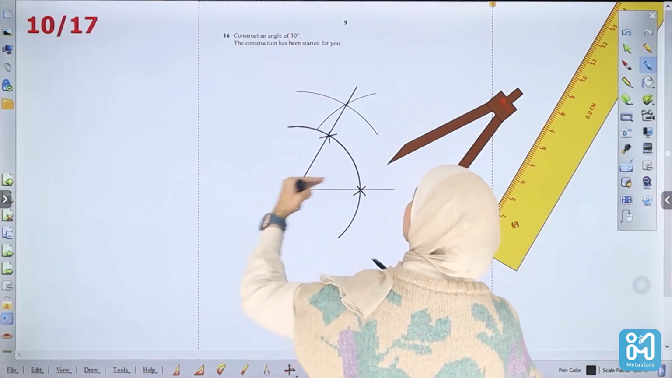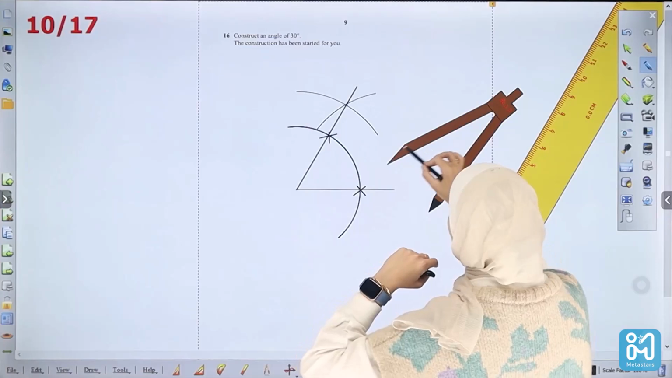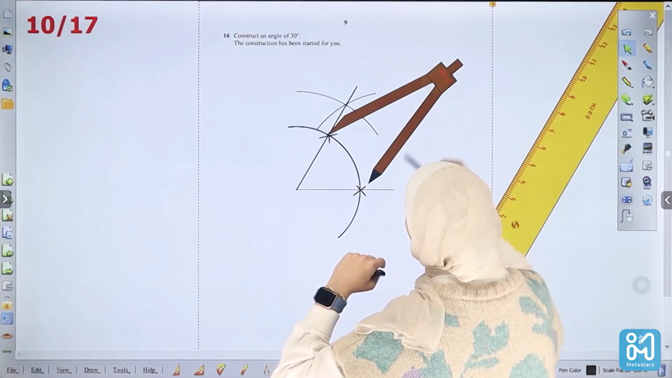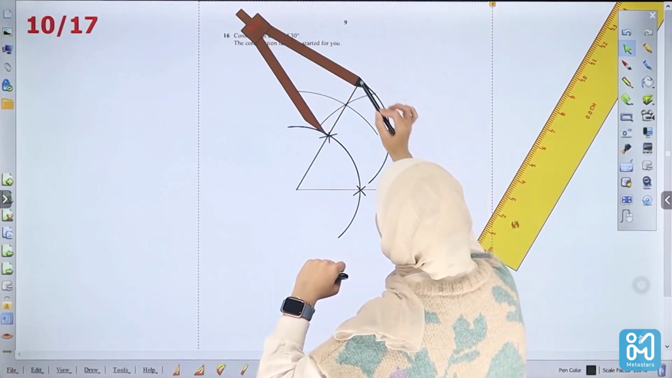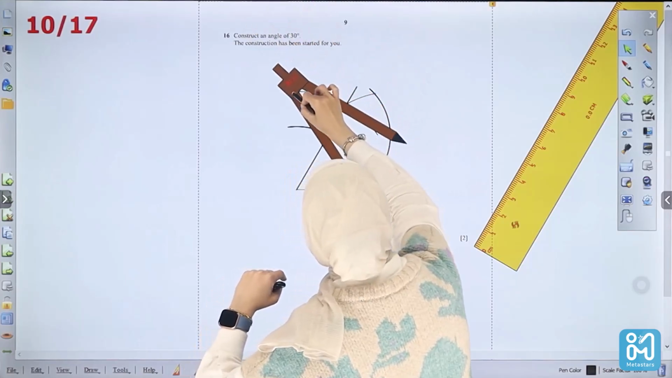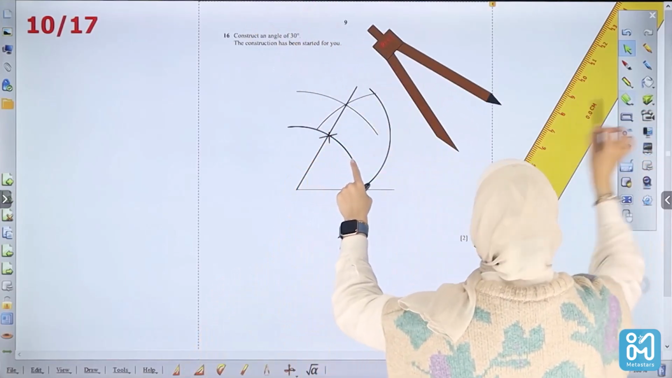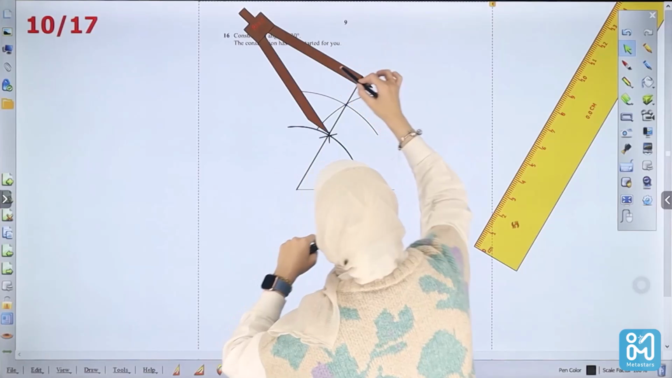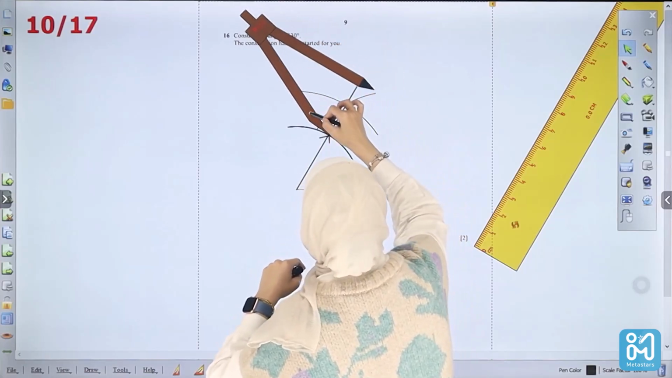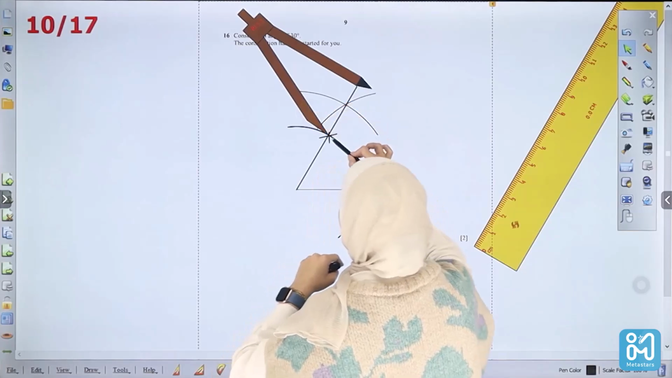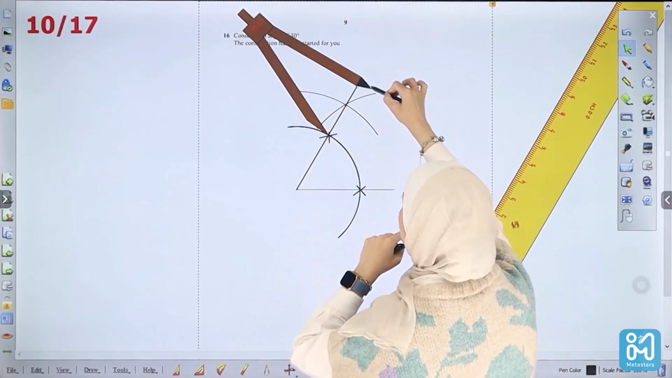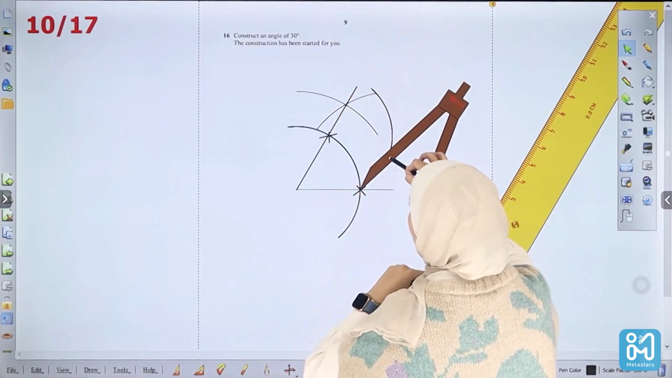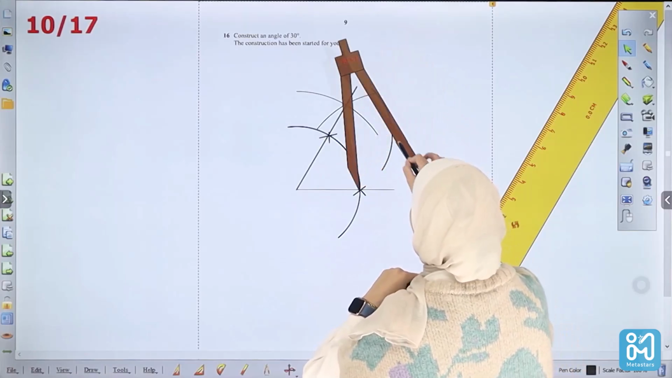In other words, I need to bisect this angle. So I'm going to use the same method. On the first center, draw an arc, and then on the second. Let me do it again because it wasn't clear. I need to use my compasses again and draw an arc from the first intersection point. So here is the first arc. Use the same compasses with the same length on the second center and draw another arc.